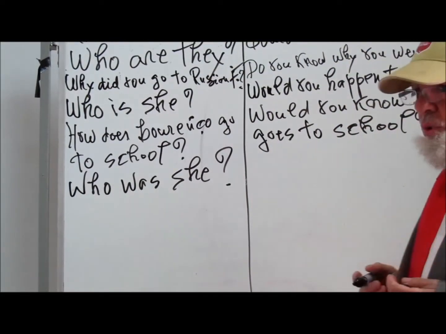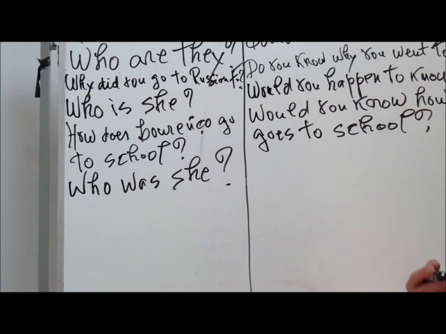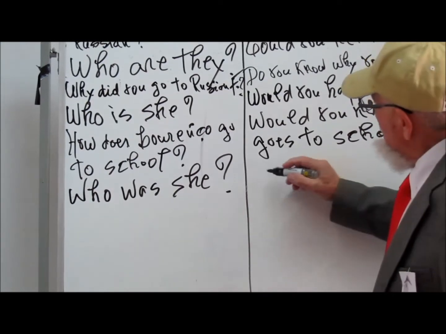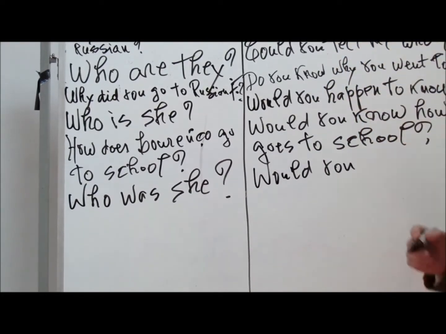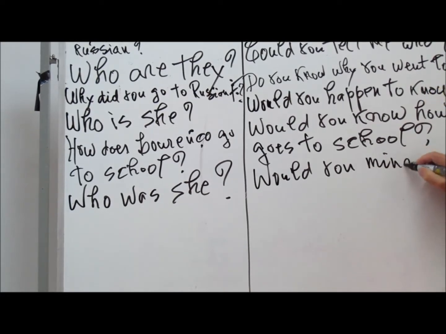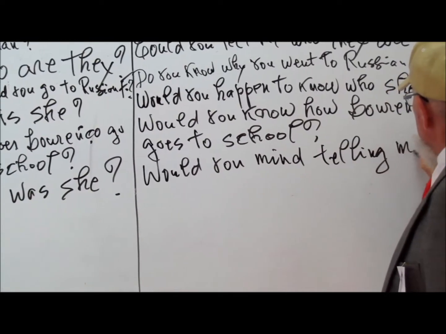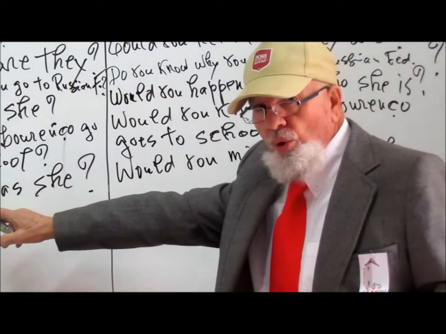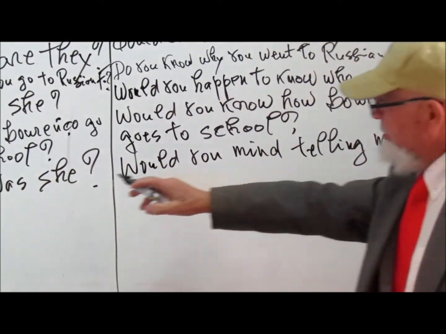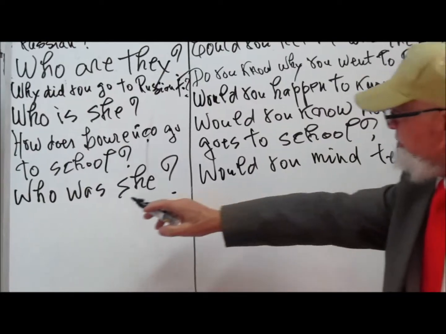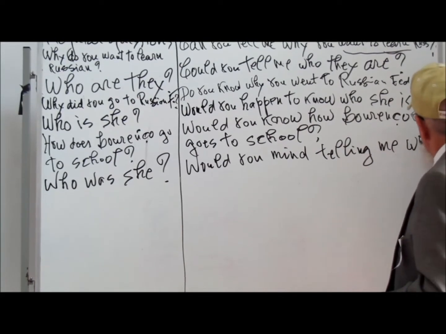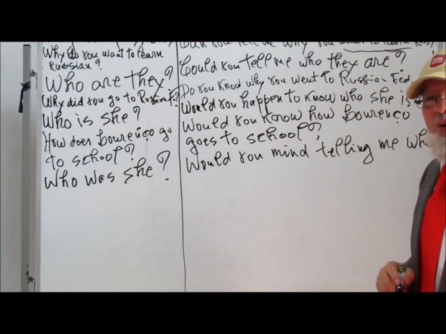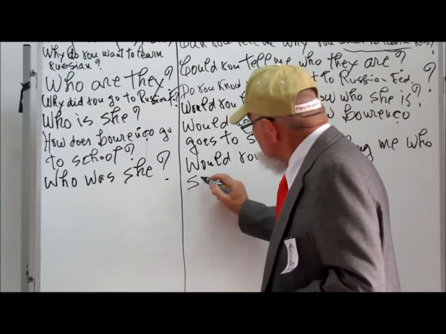Another way to ask an embedded question. Would you mind telling me who she was? Pay attention to this kind of construction. Who was she? Would you mind telling me who she was? Okay? Who she was?